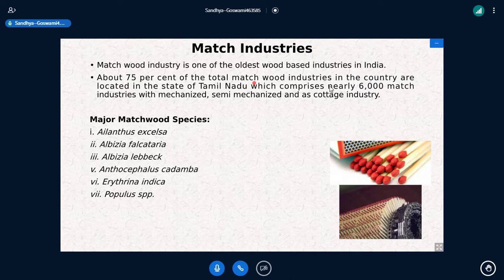75% of match wood is made in Tamil Nadu, right? And in Tamil Nadu, 6,000 match industries are there. They are in the form of cottage industries, semi-mechanized industries, and fully mechanized industries, but around 6,000 match industries are at present in Tamil Nadu. So 75% of total match wood, and what is the use of match sticks, you know it very well, I did not write all that here.